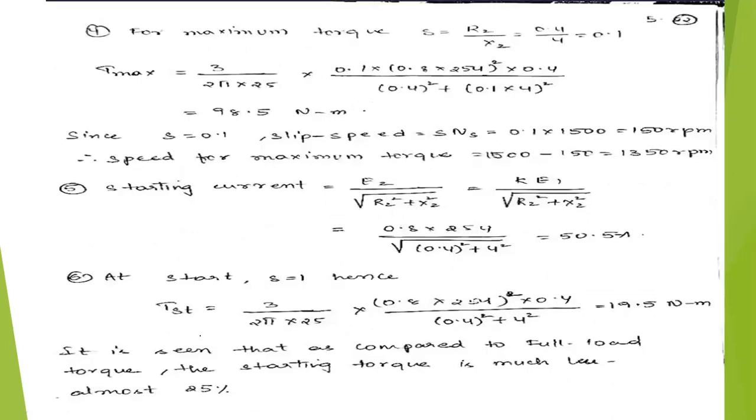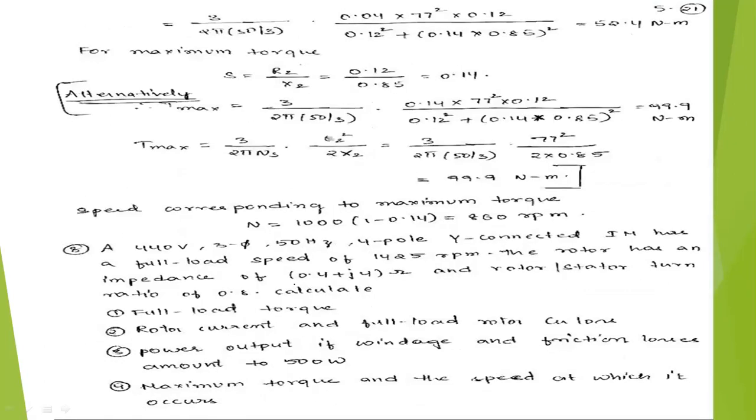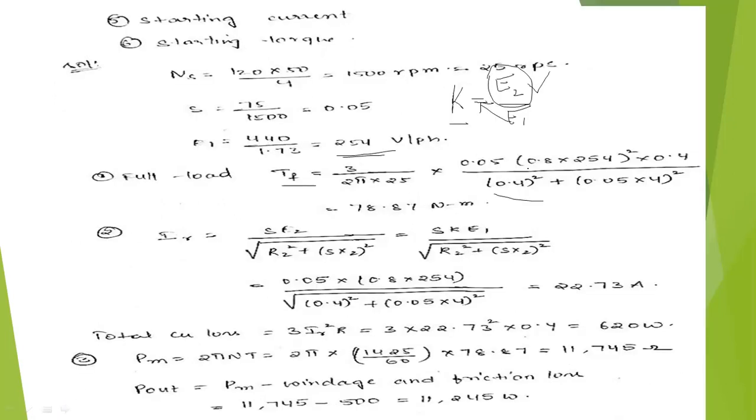X is given as, see here, this is R plus jX. R is 0.4 and X is 4. Okay, so substitute the values. s into X, s is 0.05, X is 4, whole square. So you will get 78.87 newton meters full load torque.